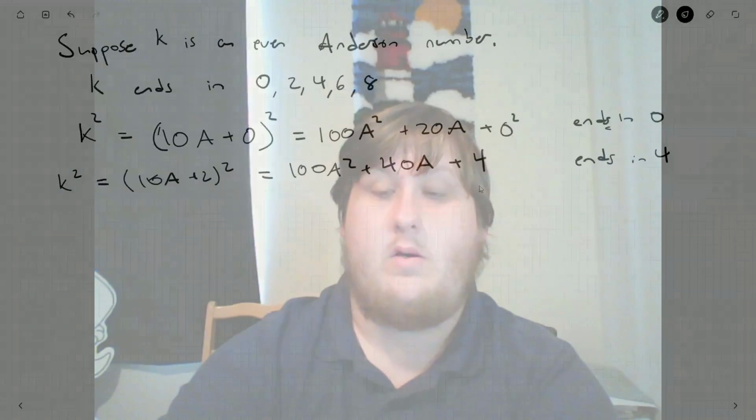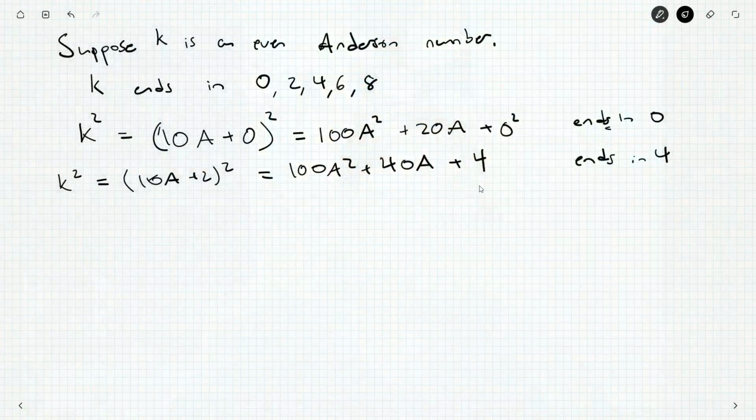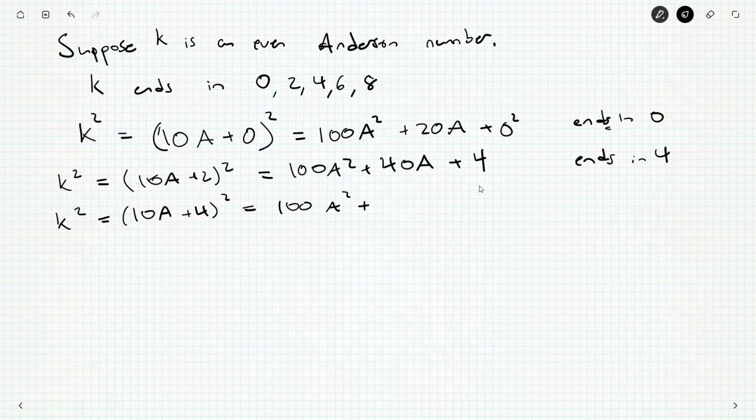We learned something. Yay. Let's try the other ones. k is 10a plus 4. We square that. We'll get 100a squared. Don't really care. This would probably be a perfect question for something like modular arithmetic, but don't worry about that right now. Plus 16, so this will end in a 6. So no Anderson number can end in a 4.